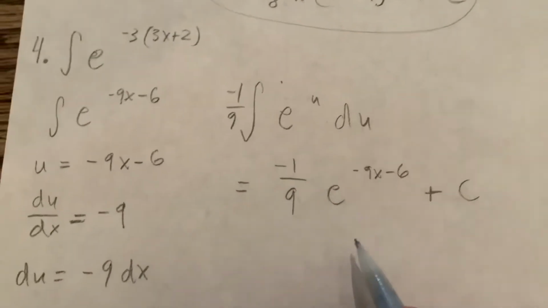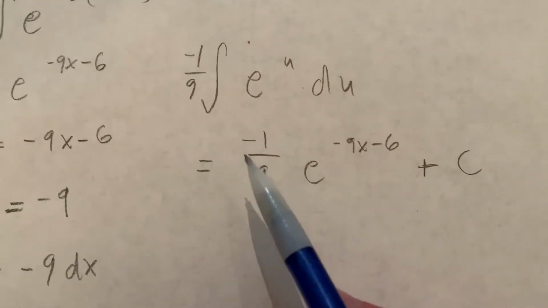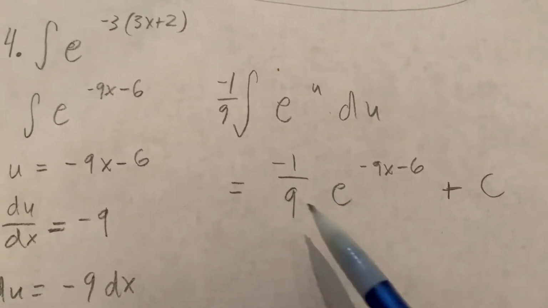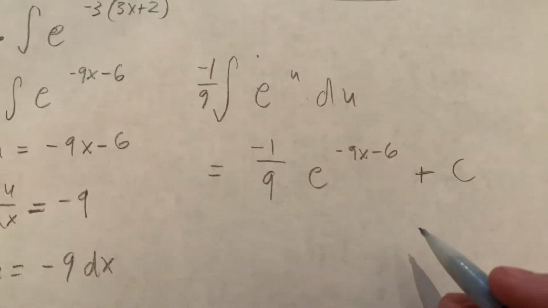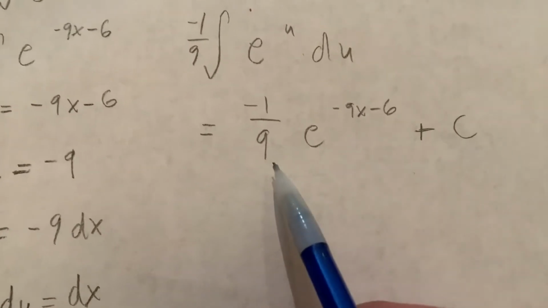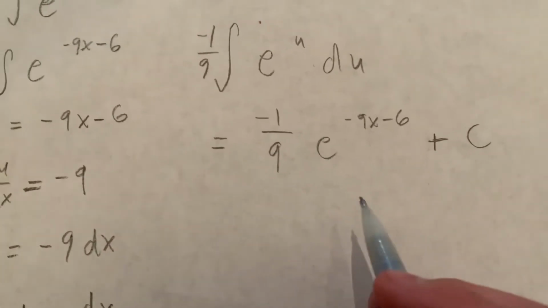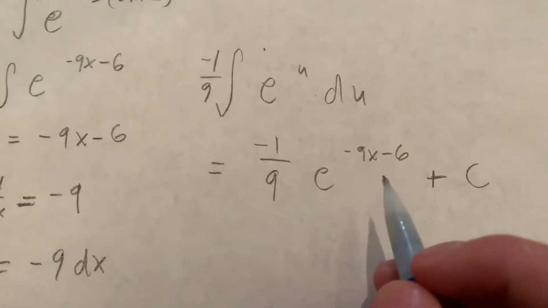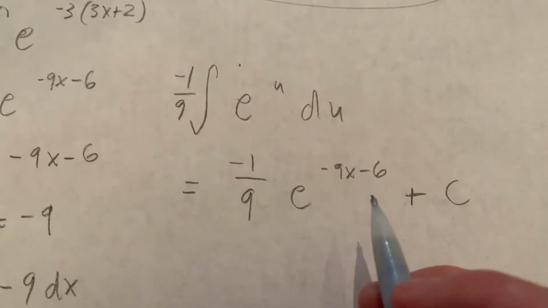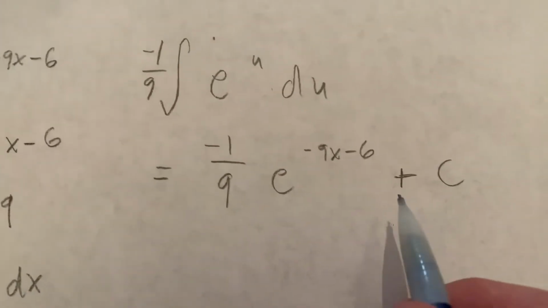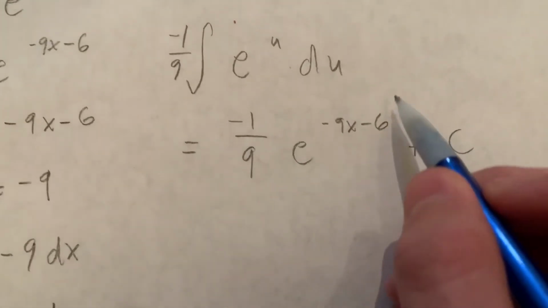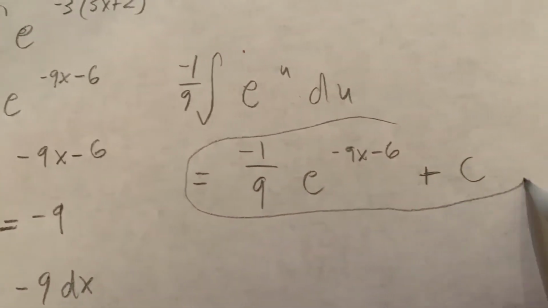And then after that, what we would do is multiply back in the negative 1/9 and plug in our u, so that our final answer would be negative 1/9 e to the negative 9x minus 6 plus c, which is our final answer.